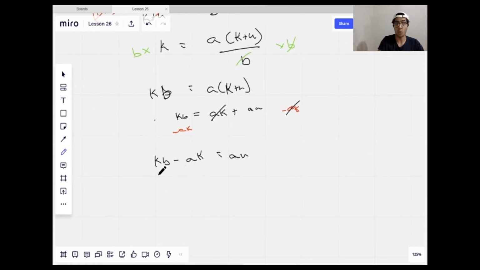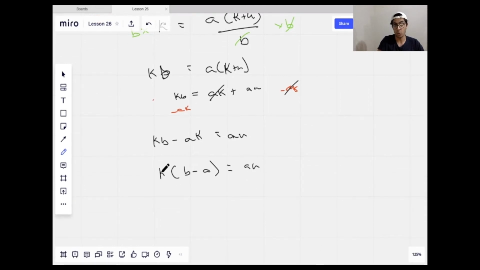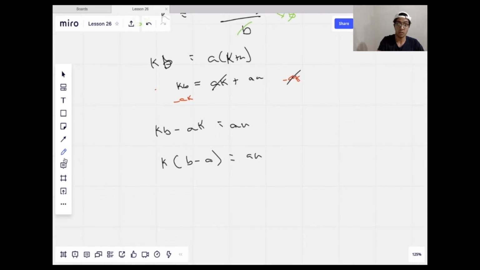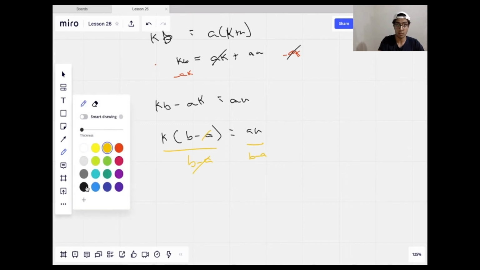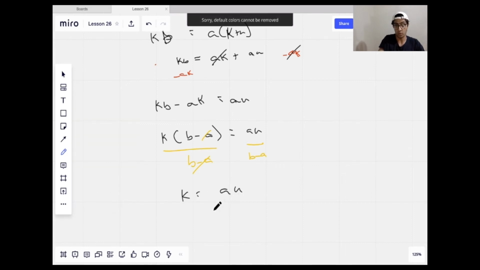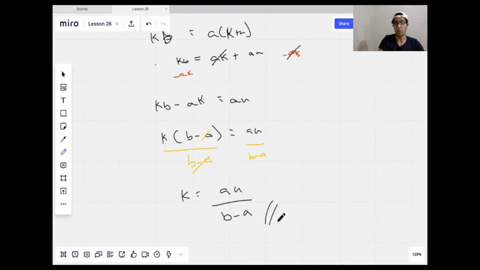And remember, since we only want one instance of k in order to have it just on the left, we factorize out the k here. k times (b minus a), which equals au. And now we just want k alone on the left, so if we divide both sides by b minus a, we should be left with k alone. Because we're timesing and dividing, those cancel out. So we're just left with k is equal to au over b minus a. And there we go. That's rearranged in terms of k.